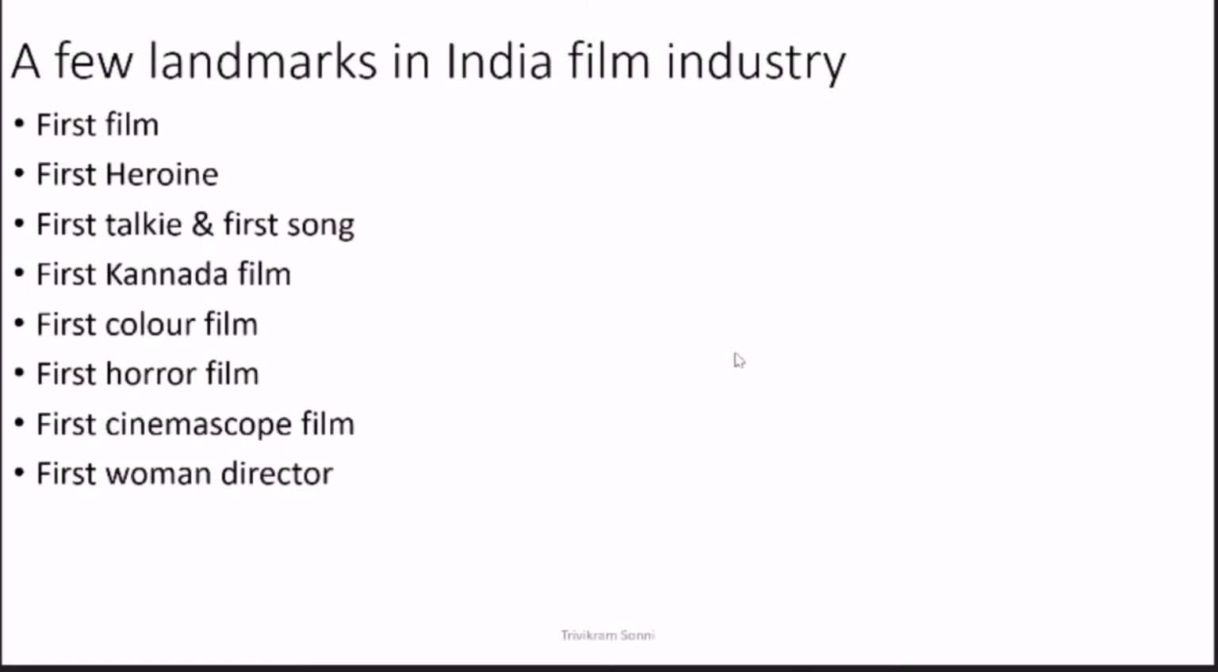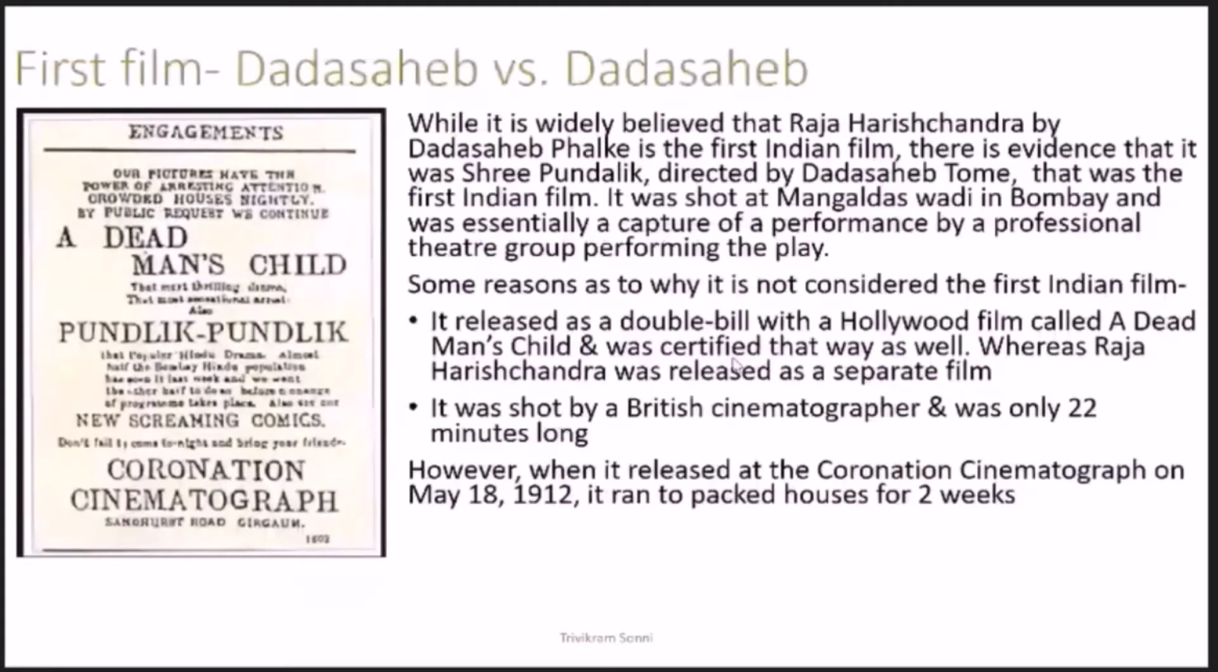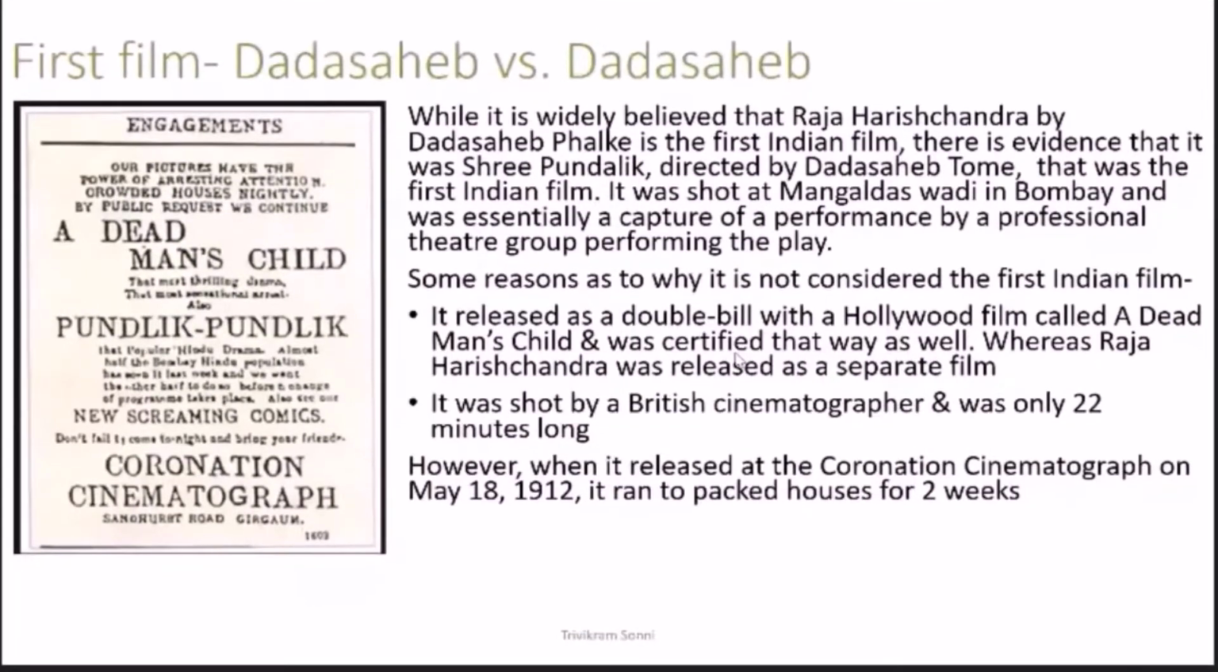So why do we believe that Raja Harishchandra by Dada Saheb Phalke is the first Indian film? There is evidence that another film called Shri Pundalik, directed by another Dada Saheb, Torne, was the first Indian film. It was shot in Bombay and essentially was a screen capture of a play that was performed by a professional theatre group.